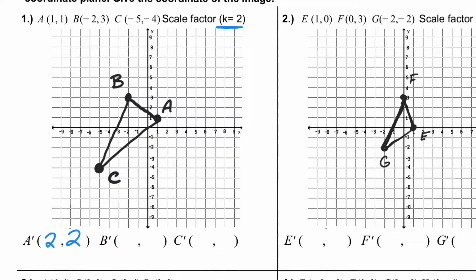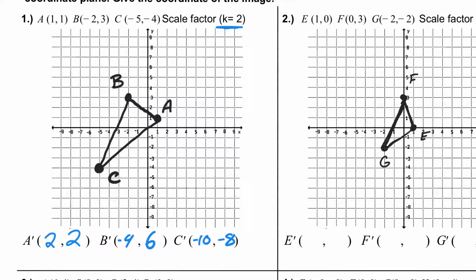Same thing for B prime. We're going to multiply the x coordinate by 2 and the y coordinate by 2. So negative 2 times 2 is negative 4, and 3 times 2 is 6. So we have the point negative 4, 6 for our B prime. And for C prime, if we multiply negative 5 times 2, we get negative 10, and negative 4 times 2 is negative 8.